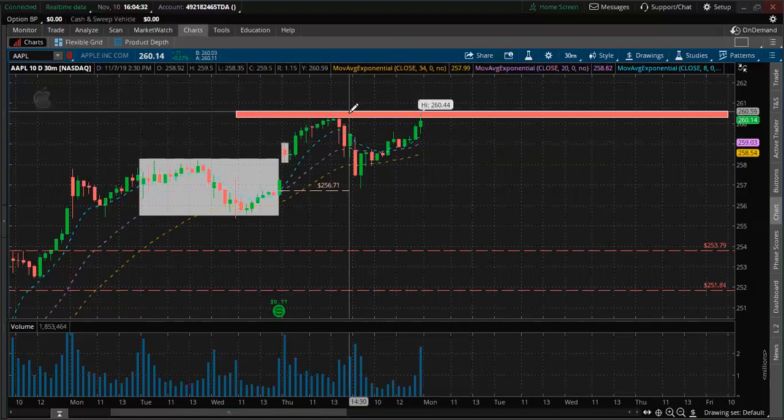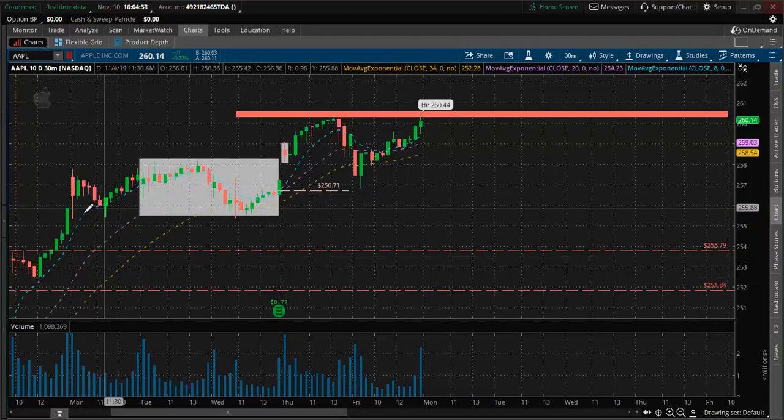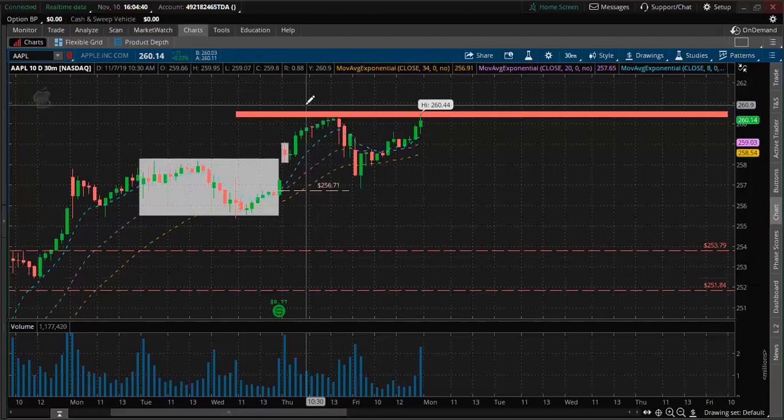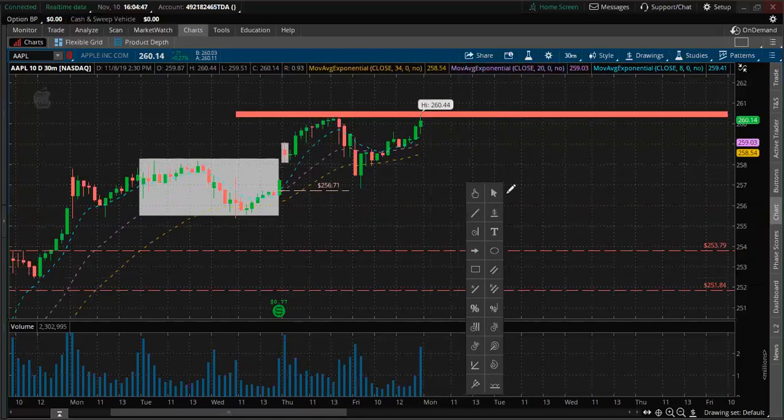Because you can have random spikes and back down. I mean, look at these wicks on the downside. If you had your stop loss set within here, you're stopped out. So I always go a little bit earlier, up. I like 260.80 to 261. That's a safe play for the reversal.